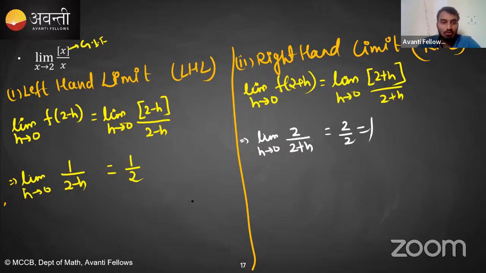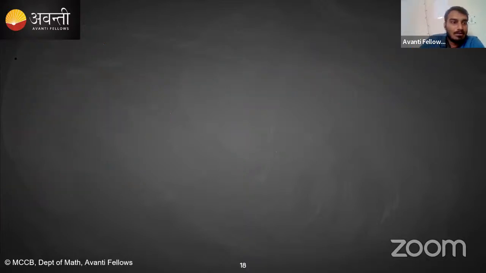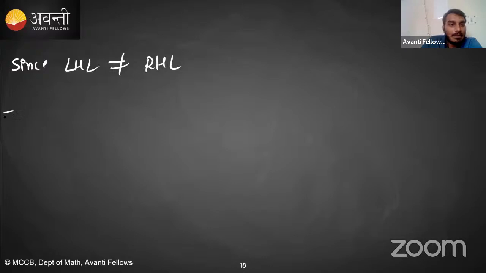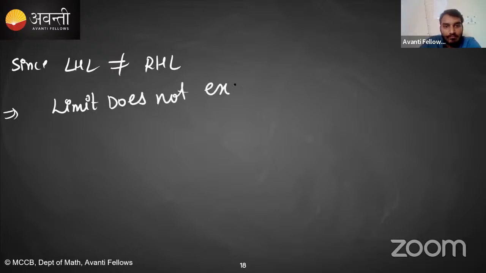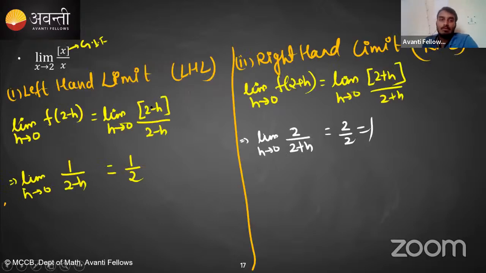So as you can see, students, left hand limit is half, right hand limit is 1. So since left hand limit is not equal to right hand limit, it implies the limit does not exist. Clear? So now have you got the idea how to start finding the limit? See, this is the box of x, the greatest integer function. So the definition of the limit should be clear.